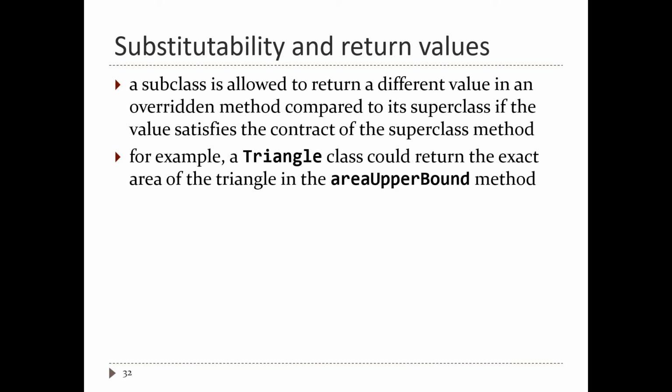Many methods return a value. So remember that the return value is part of the postcondition of a method. A subclass is allowed to return a different value in an overridden method compared to its superclass as long as the value satisfies the contract of the superclass method. An example of this would be the triangle class and the method area upper bound.